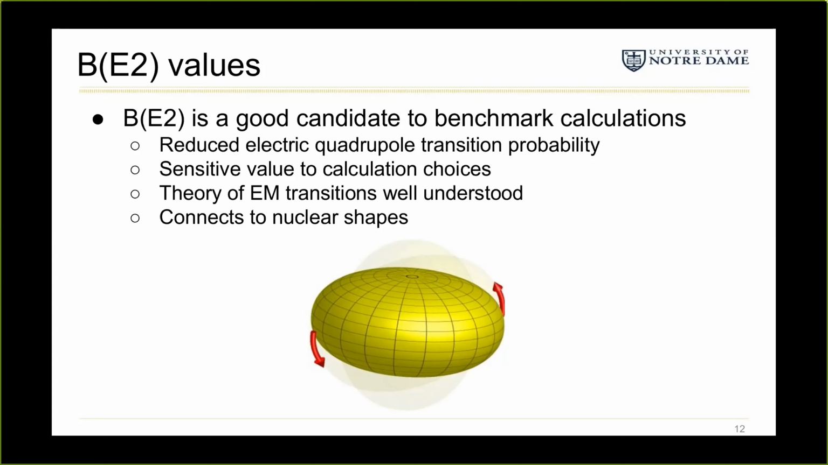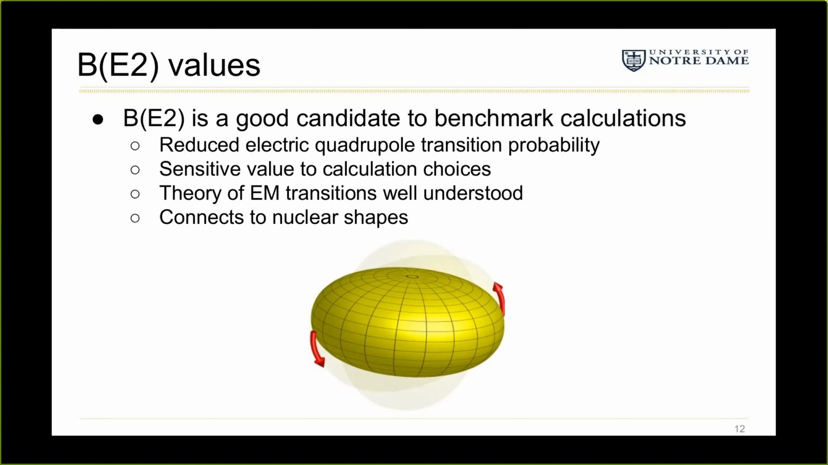And also the BE2 connects to nuclear shapes. Because it's connected to the electric quadrupole moment of the nucleus, that is related to how charge is distributed across the nucleus. And so by measuring BE2 values, we're getting back to what we're interested in, which are these nuclear shapes. So it makes sense that we're measuring a value that connects to nuclear shapes, that's eventually the sort of parameter we want these ab initio calculations to be able to predict for us.